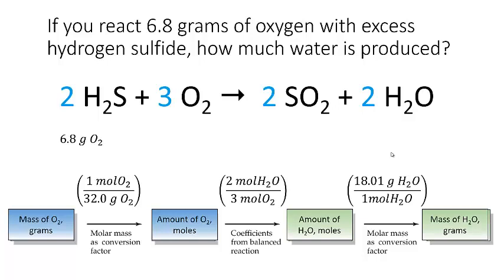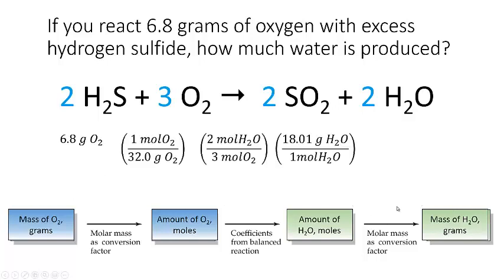Alright, let's try another one. In this case, we're reacting 6.8 grams of oxygen with excess hydrogen sulfide. How much water is produced in this case? So once again, set up your conversion factors, but this time we're going from mass of oxygen to mass of water. So I changed what I had in each of these 2 boxes. Now I need to go from mass of oxygen to moles, molar mass, moles of oxygen to moles of water, balanced chemical equation. Moles of water, grams of water, we're going to go with the molar mass of water.